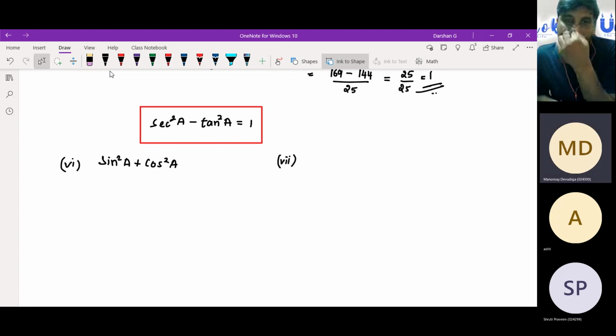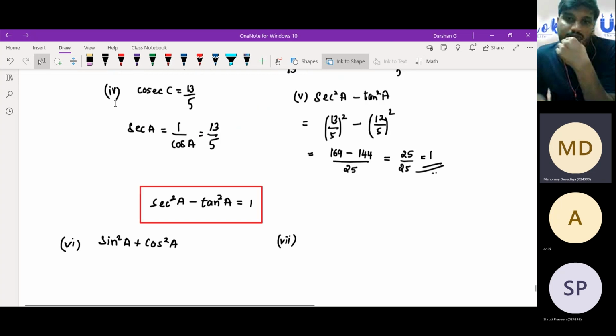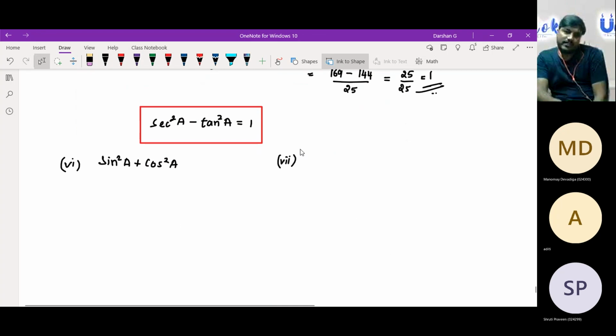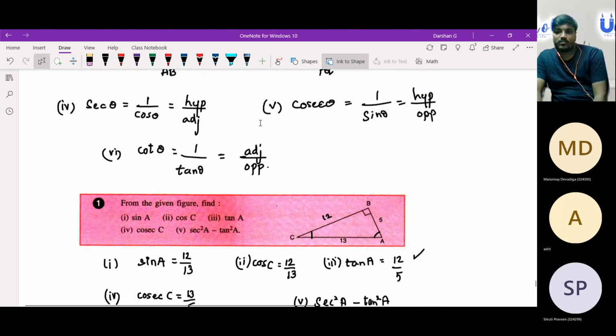Sine square A. Can you show the figure? Okay, one more question I'll give: sine square C plus cos square C. I'll give this, after that you can test. Come on, start doing it.